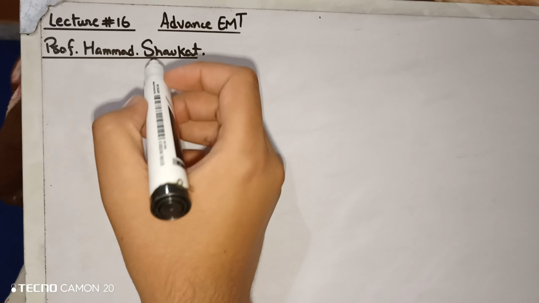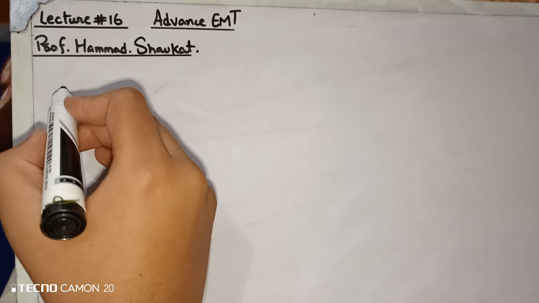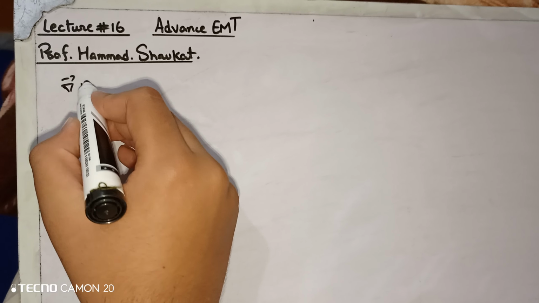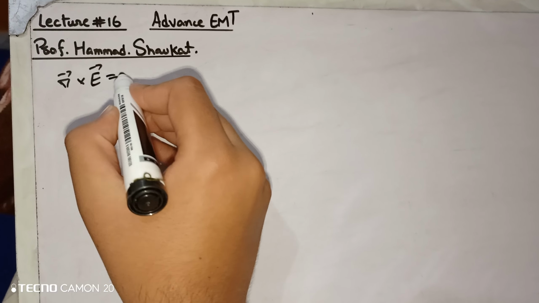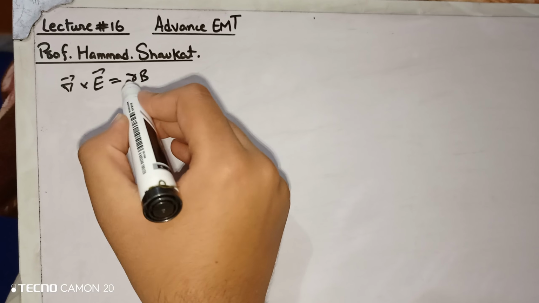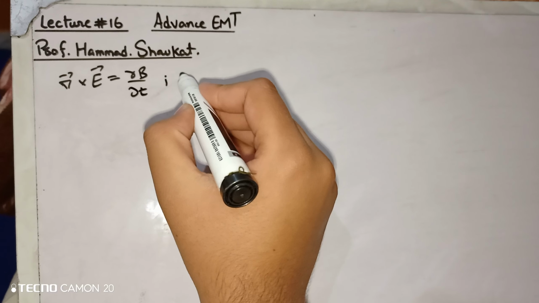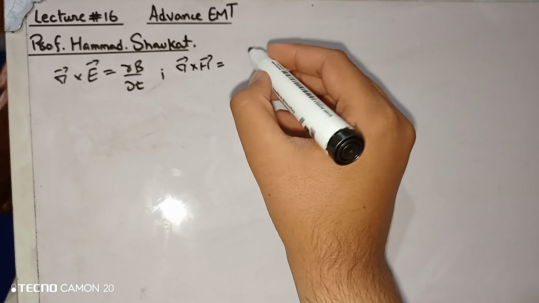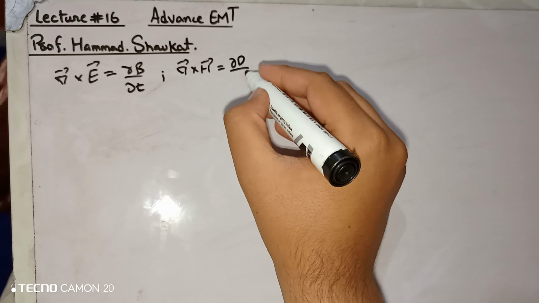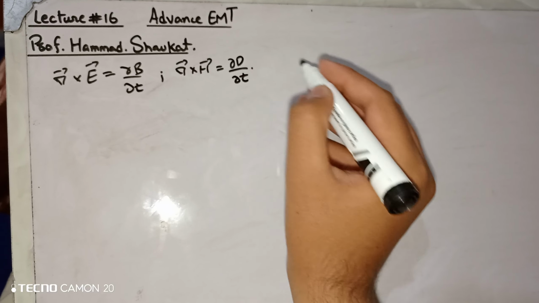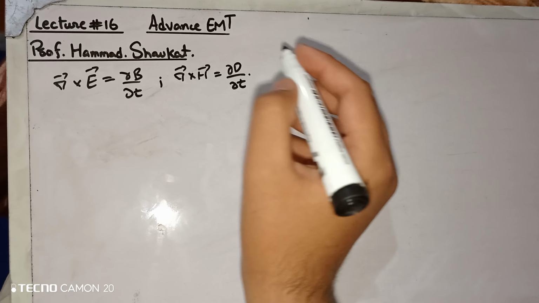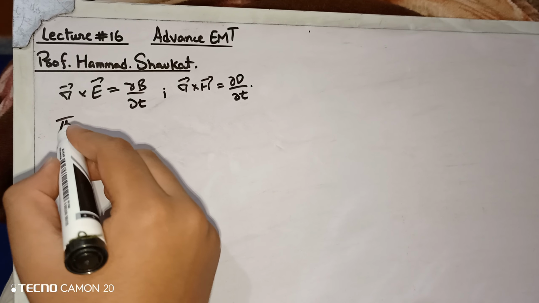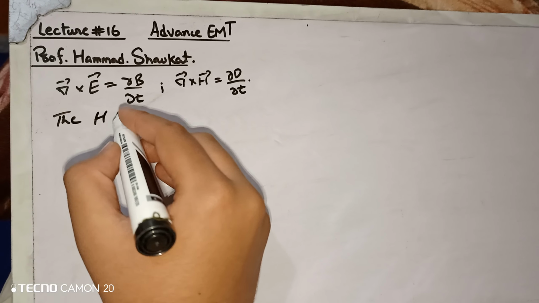So let's start. As you know, the curl of the electric field is del cross E equals minus partial B by partial t. And you also know that del cross H, the curl of the magnetic field, equals partial D by partial t, in a source free region.